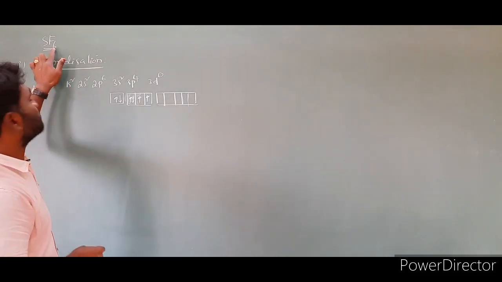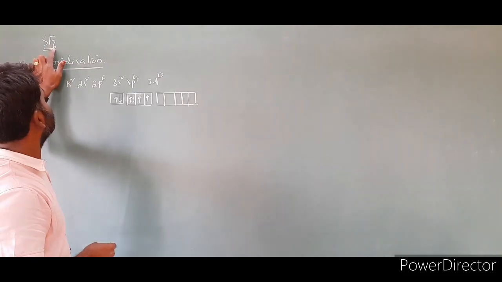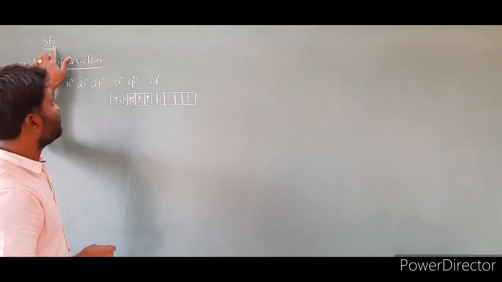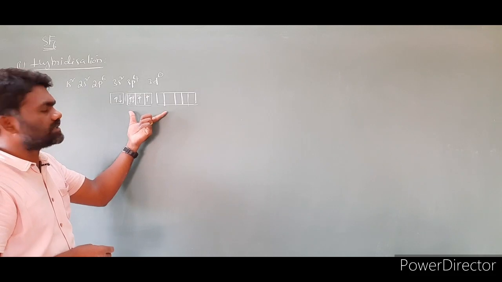Then how many phosphorus, how many fluorines are there? The fluorines are 6 here. So we have to make 6 bonds. We have to make it 6 single electrons.